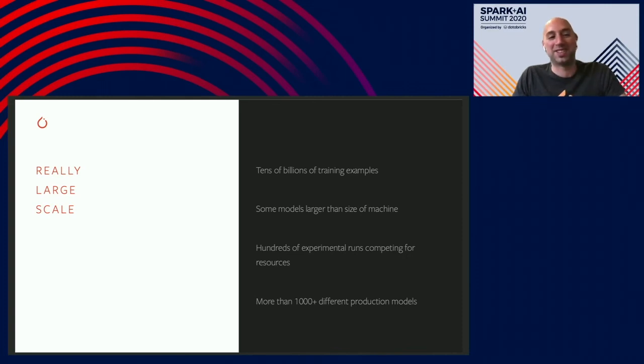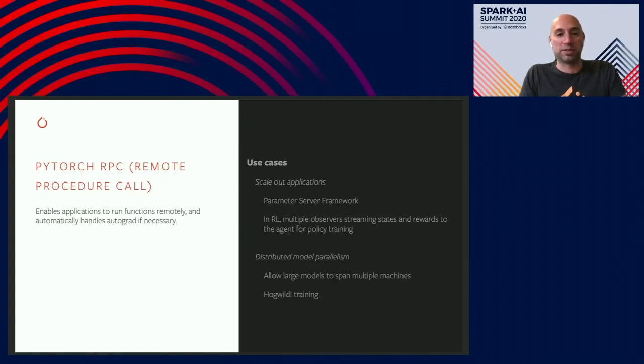But what if my scale is really large? So what if I'm in the tens of billions of training examples? My models are larger than the machine itself. I might want to run hundreds of experimental jobs, and they're all competing for resources. This is definitely an understatement from Facebook's perspective. But what if I'm running 1,000+ different production models? This is actually another problem you might want to solve. And elasticity and fault tolerance doesn't solve that.